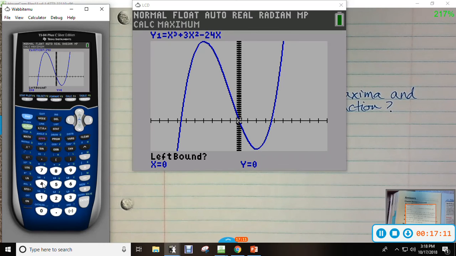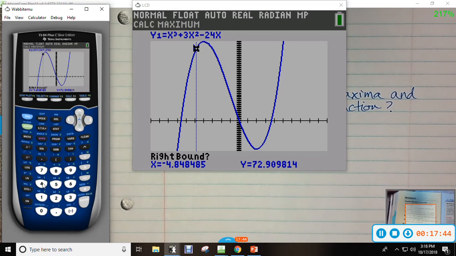And at the bottom of my screen it says left bound. I want to select and create a left boundary. Using only the left and right arrow buttons, we want to move our cursor to the left of that hill. Do not press up and down, just left and right. Once you get to the left of that hill, press enter. And notice, mine put a little vertical line. Yours probably didn't do the vertical line, but it does have a little triangle there at the top.